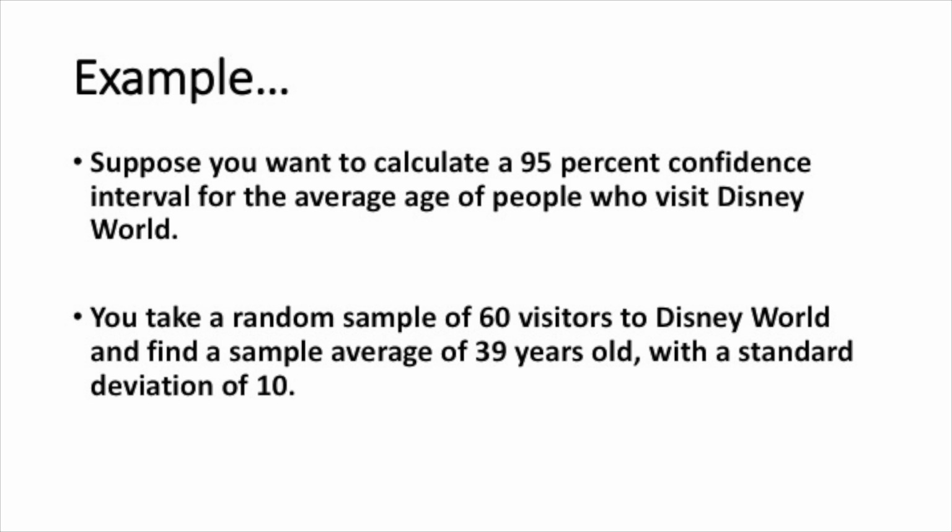So here's an example. Let's say you want to calculate a 95% confidence interval for the average age of people who visit Disney World. Mickey wants to know the average age of people who visit him at Disney World. You take a random sample of 60 visitors to Disney World.